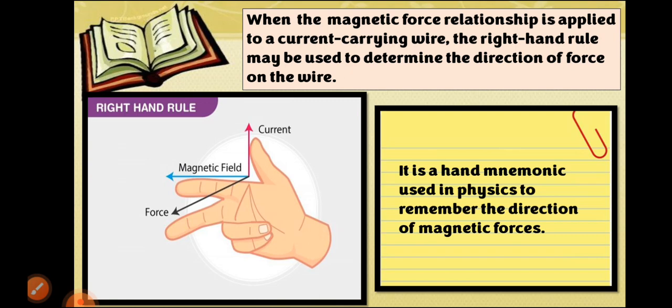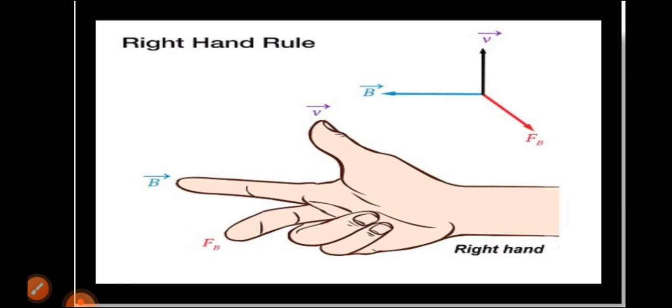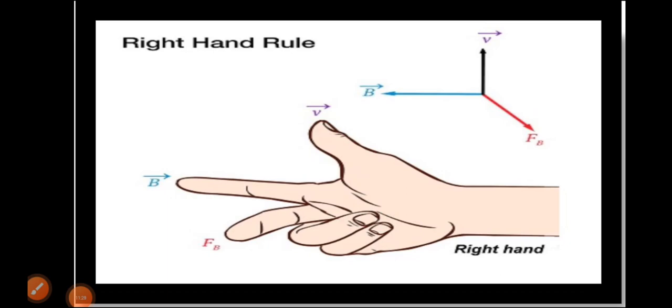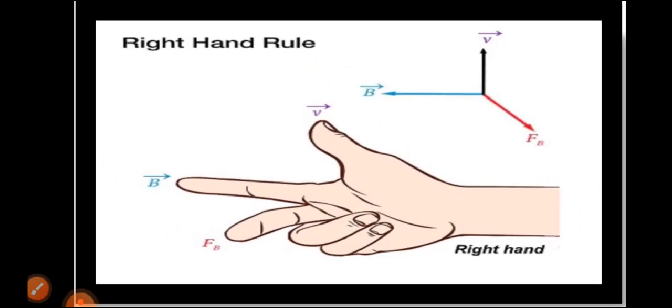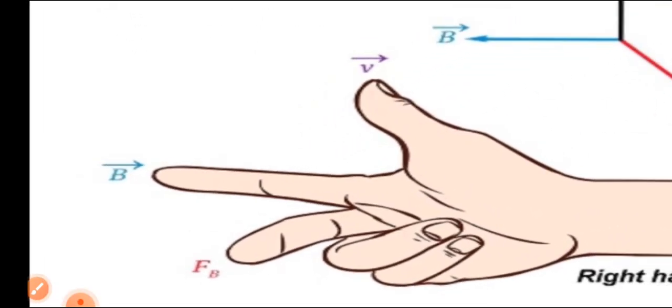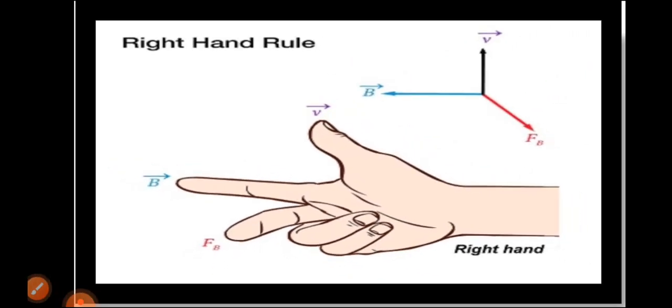So, when we are going to use the right-hand rule, to form the mnemonic of this right-hand rule, first you have to make an L shape with the thumb and first two fingers of your right hand. Then, point your middle finger perpendicular to your thumb and index finger, just like this one. So that will be the right-hand rule.